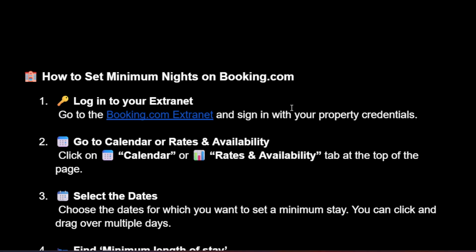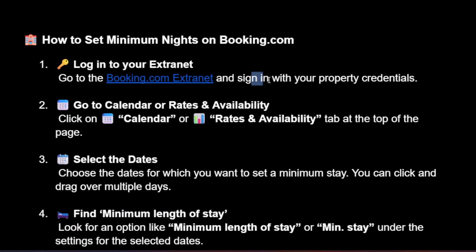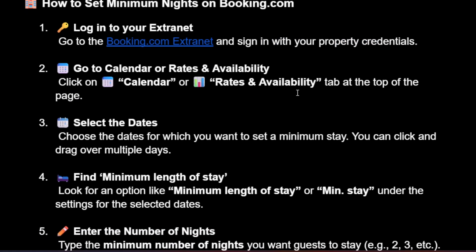How to set minimum nights on a Booking.com listing. You want to log into Extranet, you will go to their website and sign in with your property credentials. You will then go into calendar or rates and availability. You want to click on the calendar or the rates and availability tab at the top of the page.